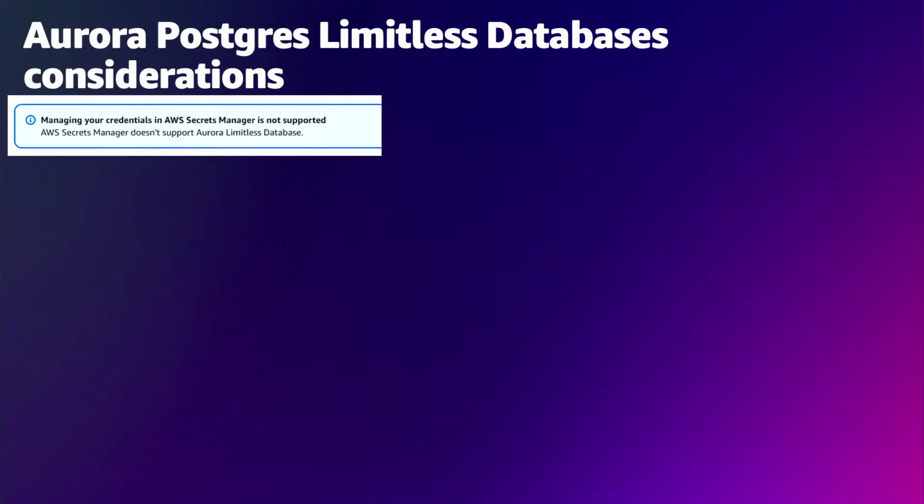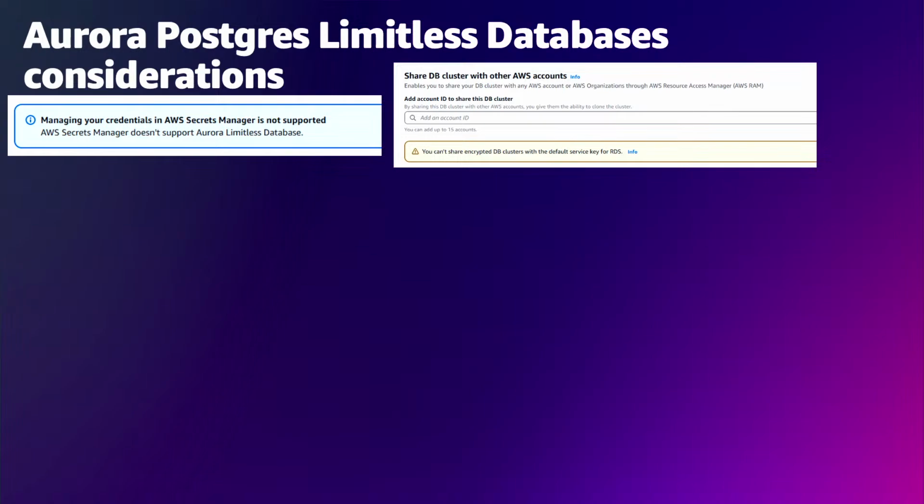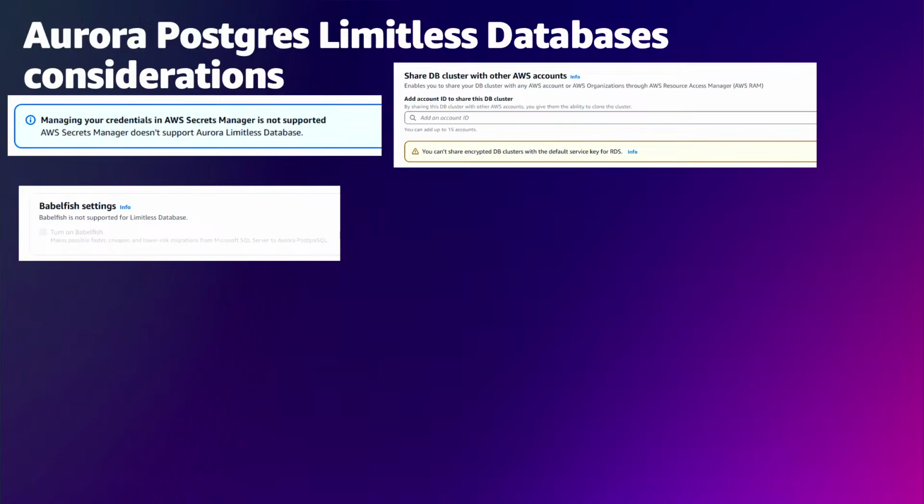Now, going to a more serious note. It's still new, and a lot of standard features are not there. For example, for managing the credentials for normal Aurora, one way of doing it was to use Secrets Manager. It's not supported yet, hopefully. You cannot use the default RDS key if you want to share encrypted database clusters with RAM, so that's another boo-boo. You need to use custom keys. Babelfish is not supported. For those who are not familiar with Babelfish, you can use SQL Server and Postgres connections, and Babel does the translation.